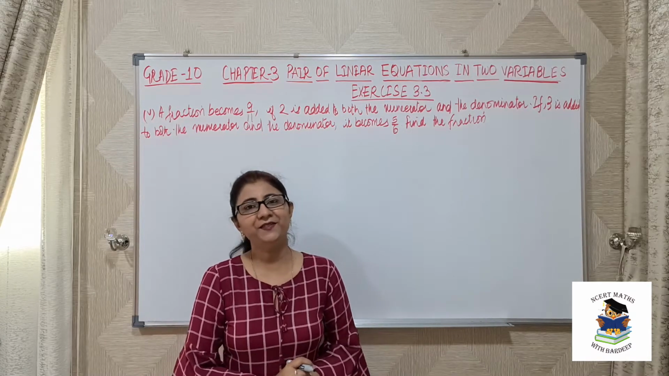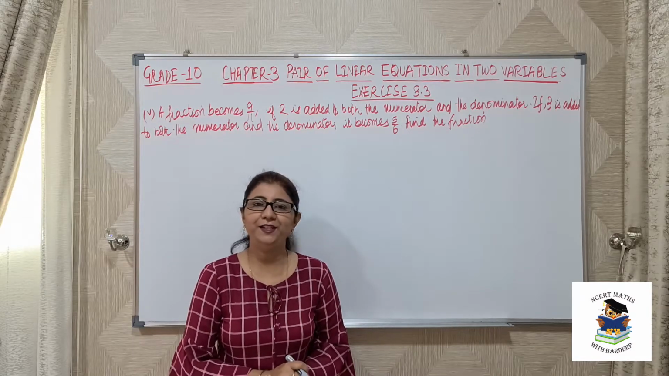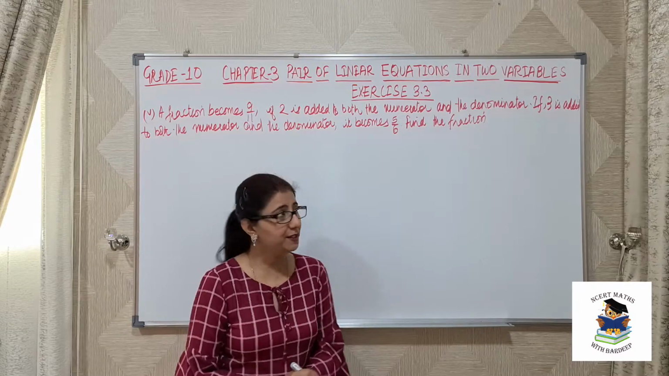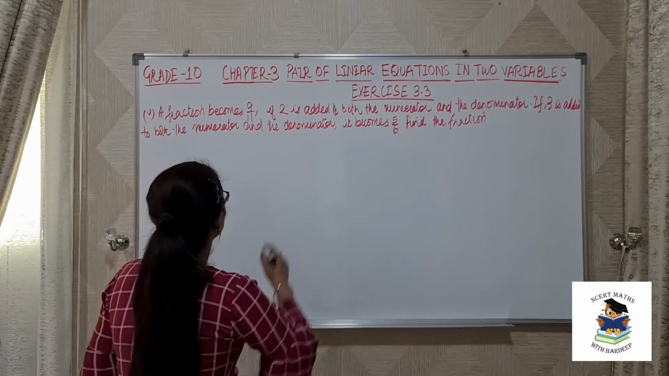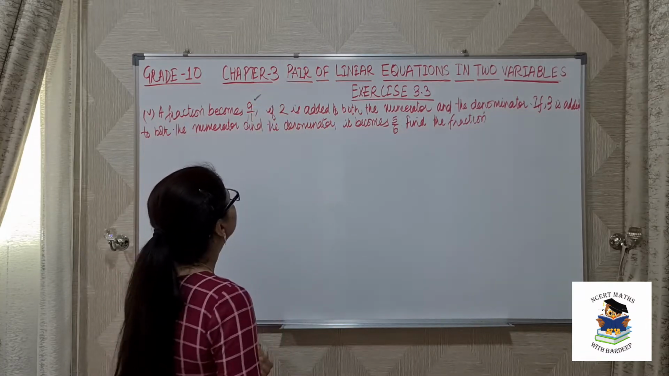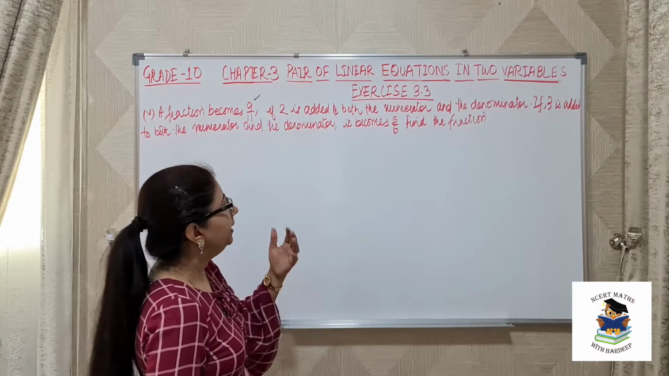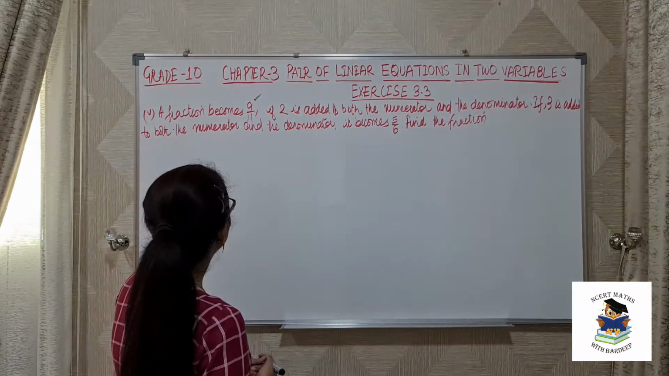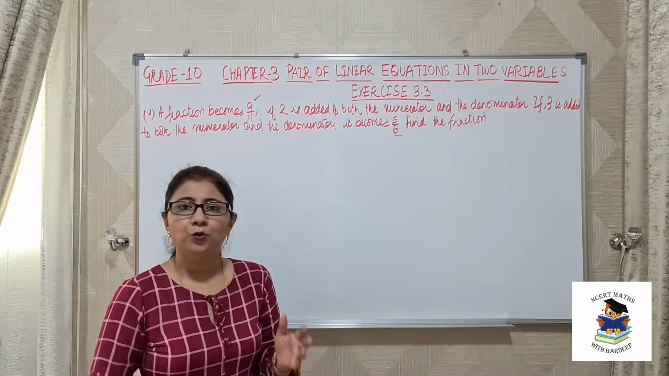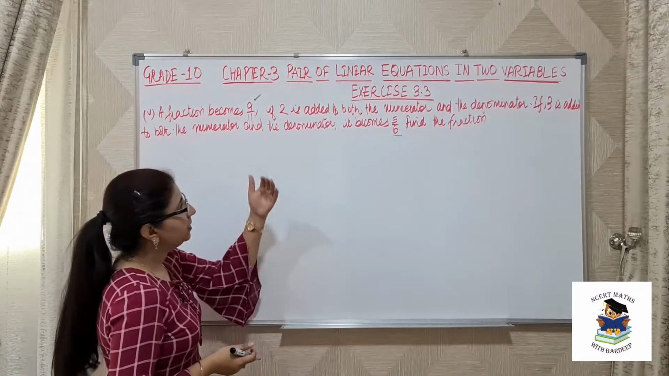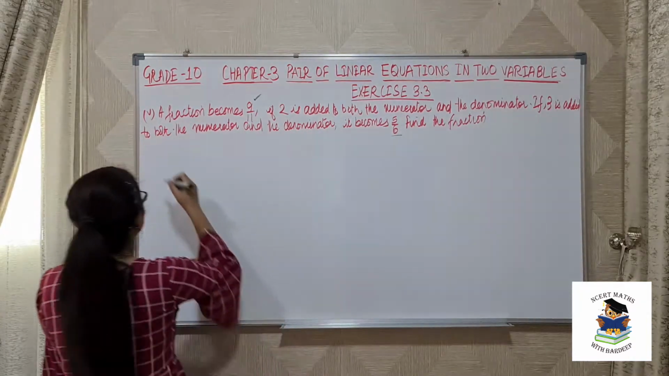Today we are continuing our exercise number 3.3 of chapter 3, that is pair of linear equations in two variables. So fifth part is a fraction becomes 9 by 11 if 2 is added to both numerator and denominator. If 3 is added to both numerator and denominator, it becomes 5 by 6. Find the fraction. So means numerator and denominator, we need to take two different variables.